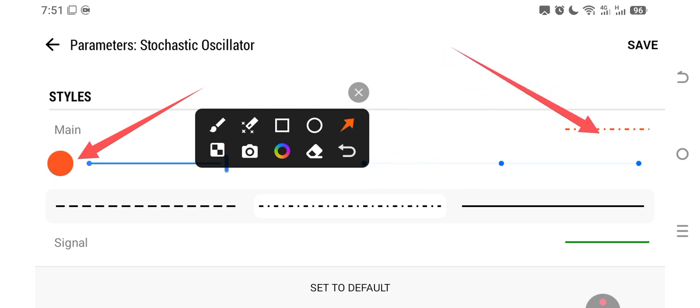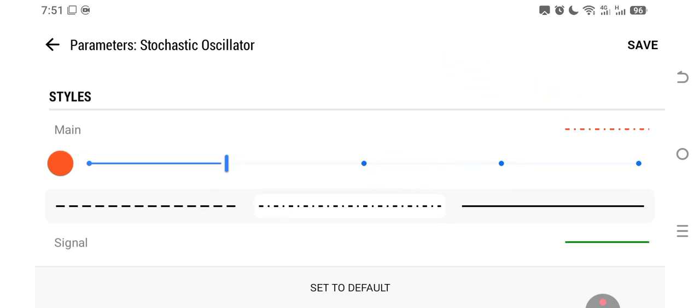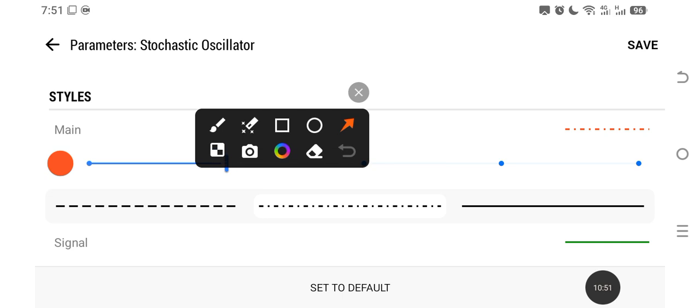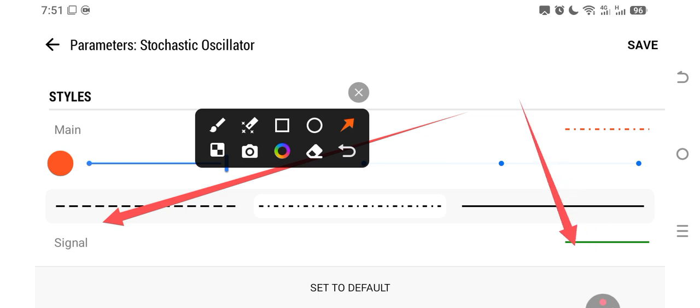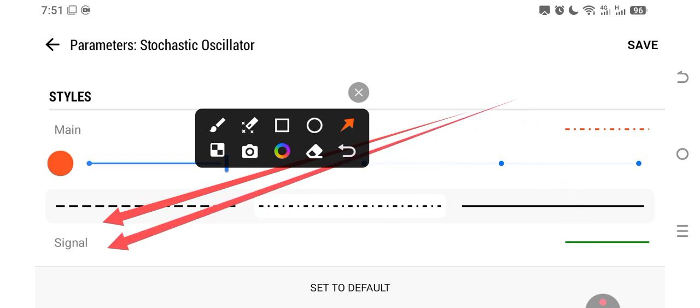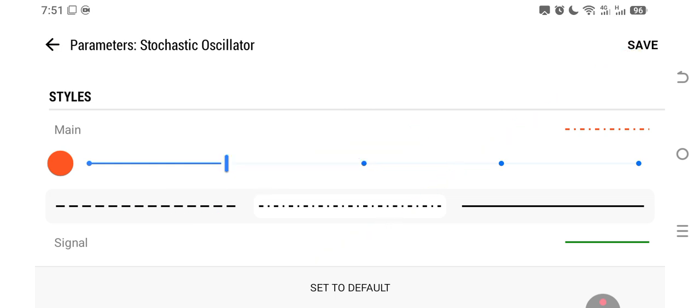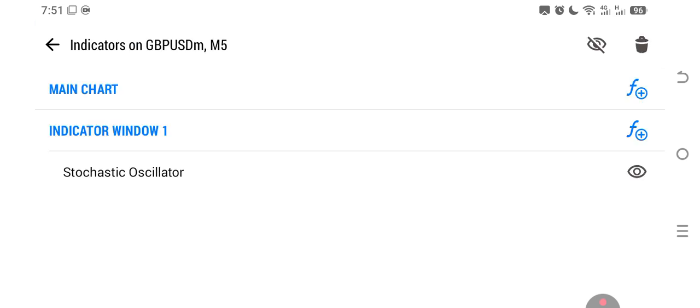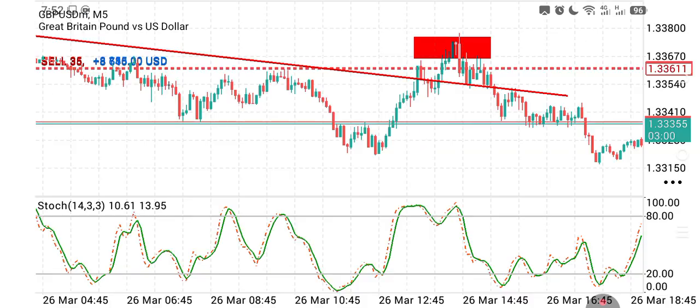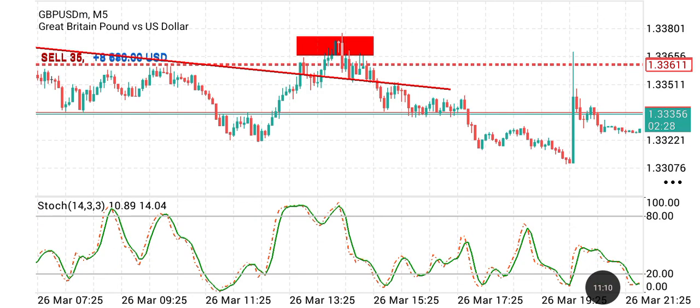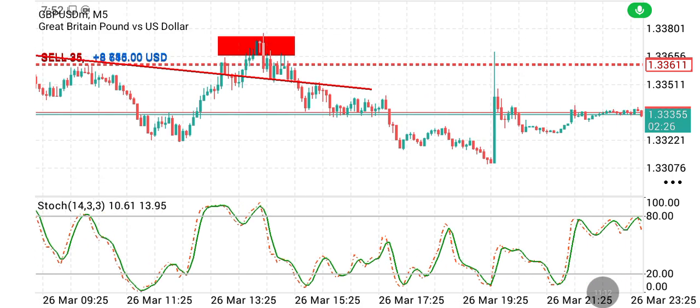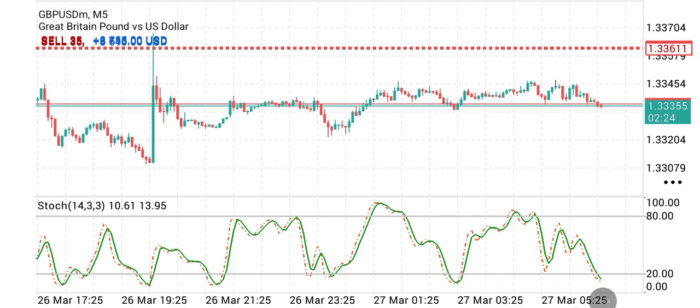Once you are done, you also click on this particular place, the signal. Click on this place to change the green line. If you want to change it, you click on this signal. Once you are done, you click on save. Then you are going to see your chart look exactly like this. So your chart will be like this once you are done with the settings.